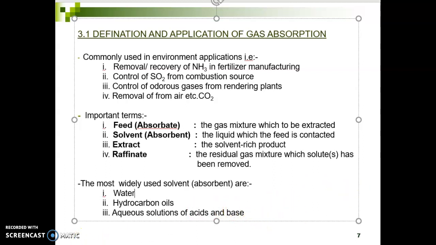Okay, that's all for the introduction to gas absorption, and let's proceed with the tutorial. Thank you.